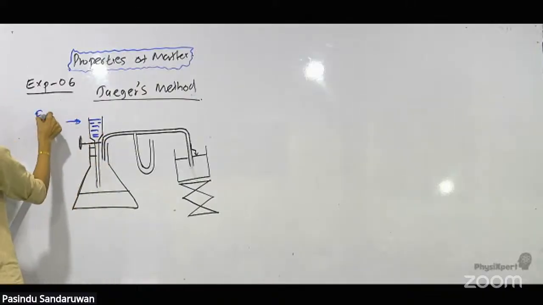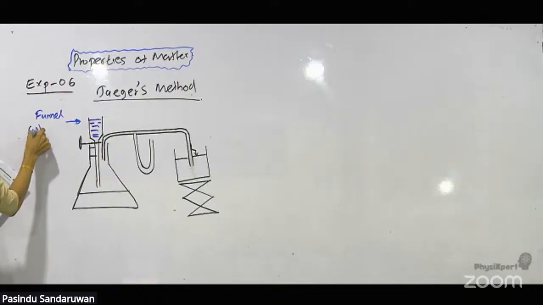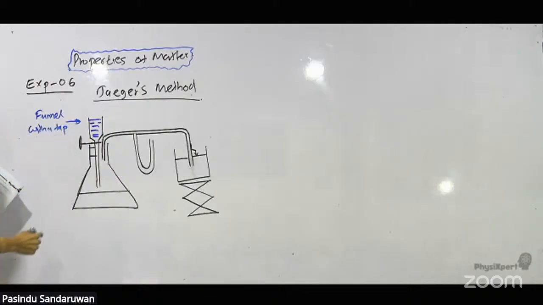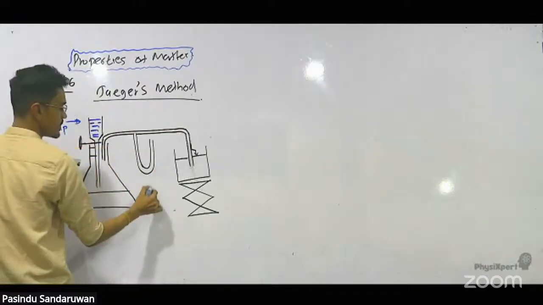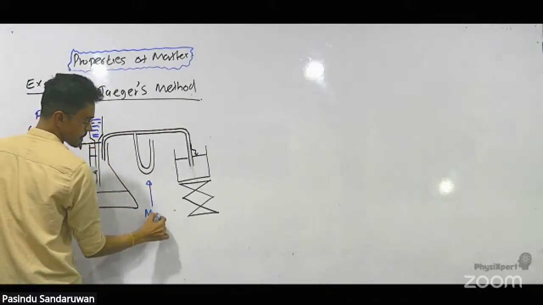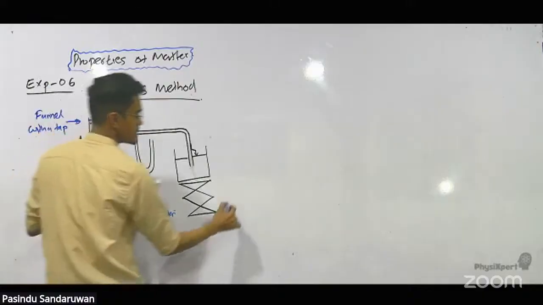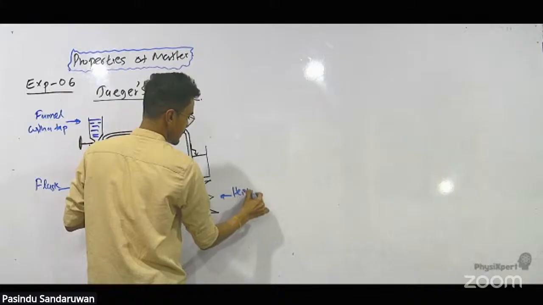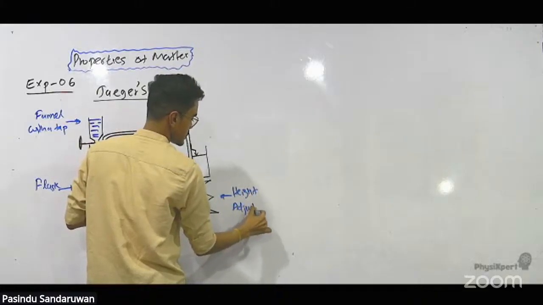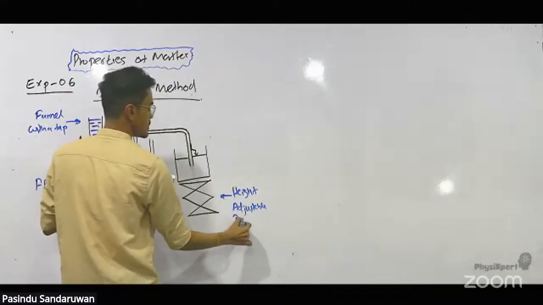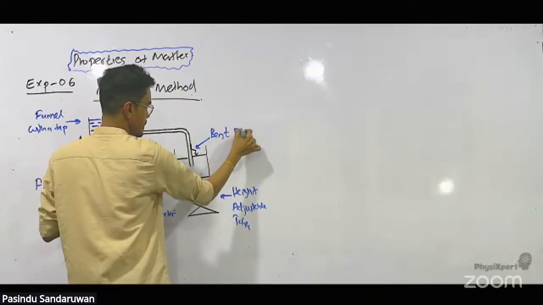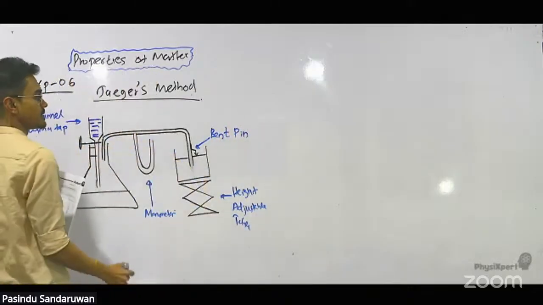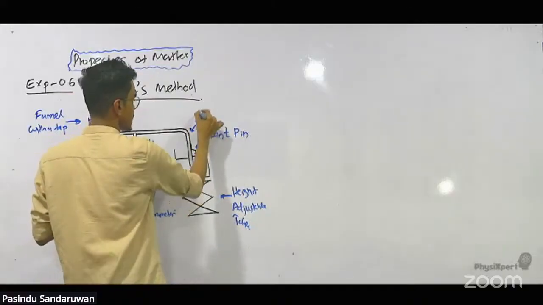Funnel with a tap. This is a flask. And this is the manometer. A manometer is a pressure gauge. This is the height adjustable table. And this is a bent pin. And this one is a capillary tube.